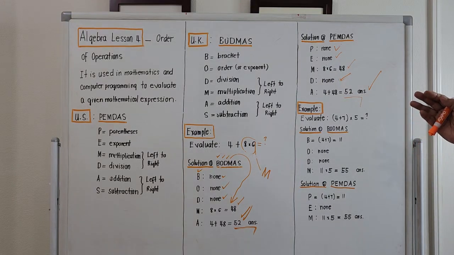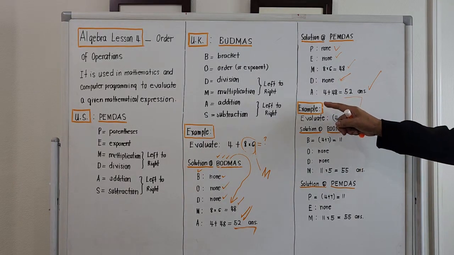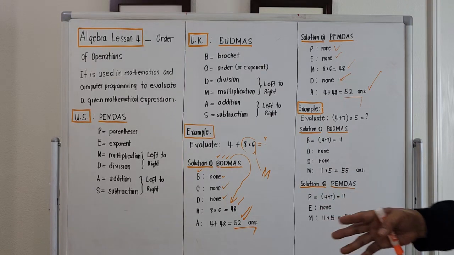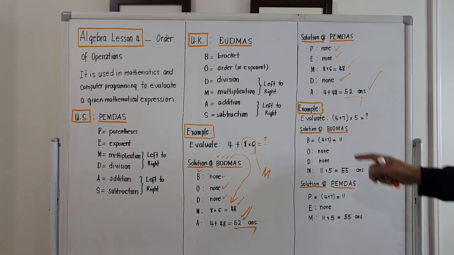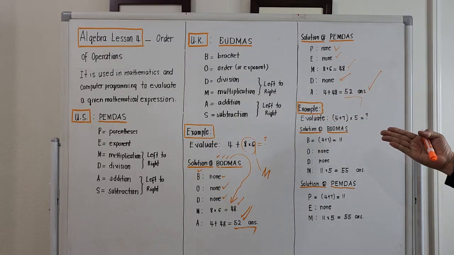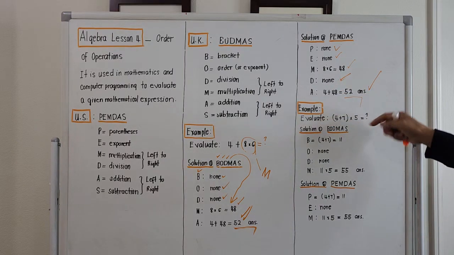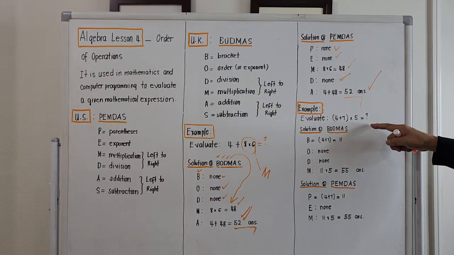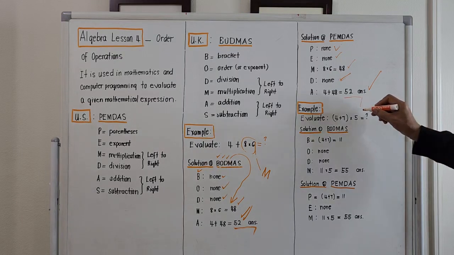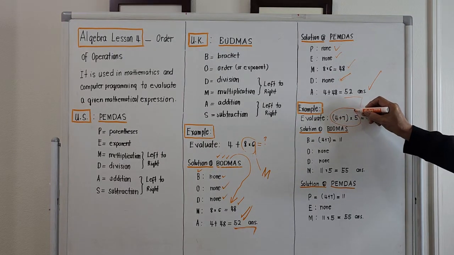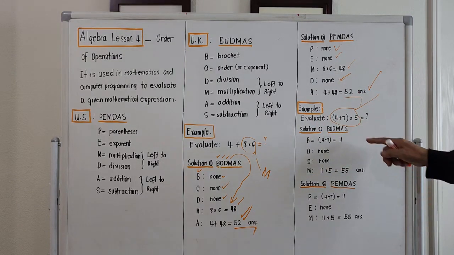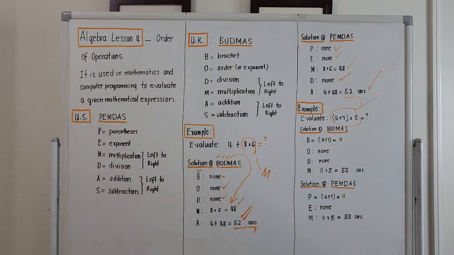Okay? Example number 2. These are just simple illustrations, right? The next time around, I will give you a more complicated one. Example number 2. Evaluate the given mathematical expression: the quantity 4 plus 7, close quantity, times 5 equals what. This is our mathematical expression. It involves a quantity. So our solution number 1 uses BIDMAS, the UK solution.